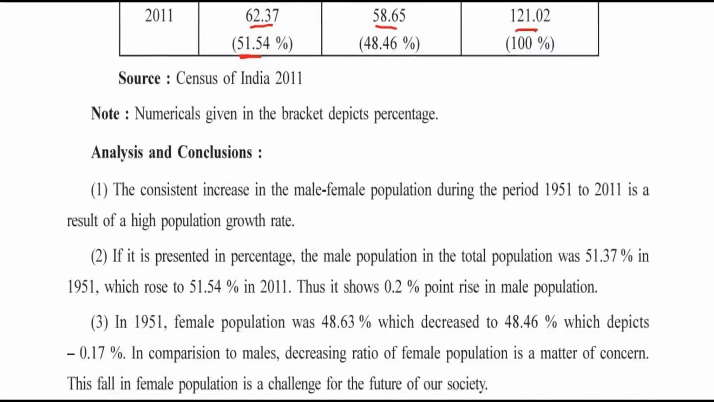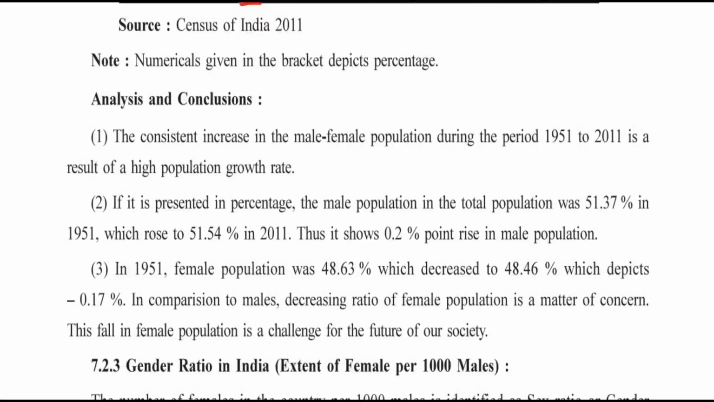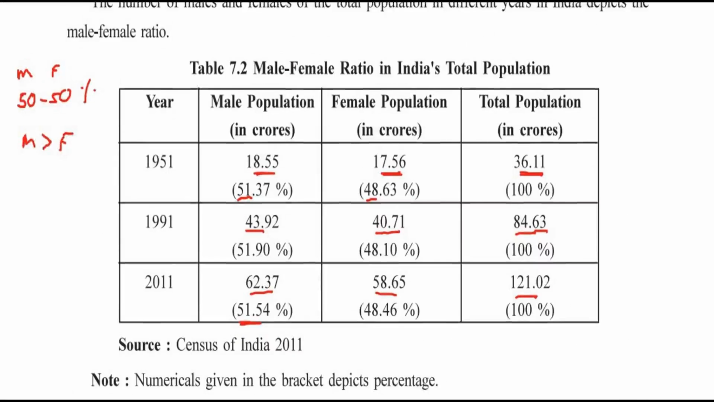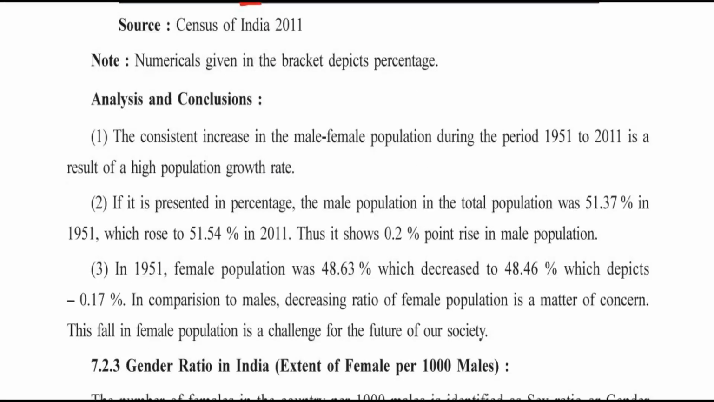So if you see this analysis, there's been a slight decrease in the male population, right? You see, percentage wise, from 51.37 it has initially increased, and then in the last 10 years it has gone down slightly, just 0.36%. So that's a good trend actually. Compared to male population, the female ratio is decreasing, and it's a matter of concern. So this fall in the female population is a challenge for the future of our society.